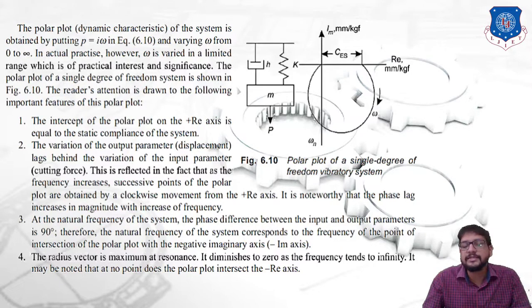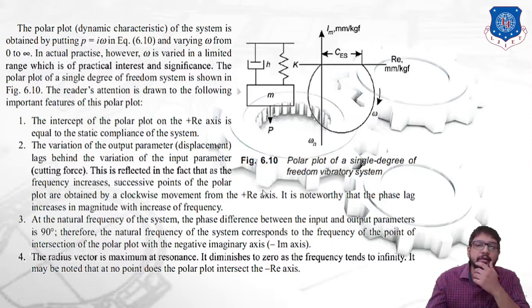So in actual practice, however, omega is varied in a limited range which is of practical interest and significance. The polar plot of a single degree of freedom system is shown in the diagram. Now the reader's attention is drawn to the following important features of this polar plot.